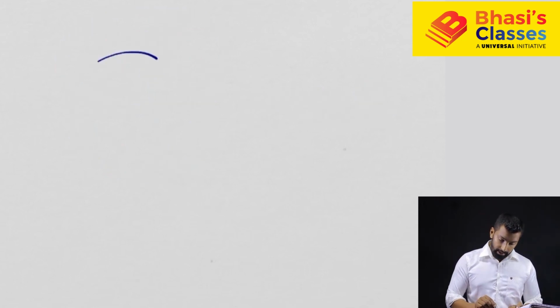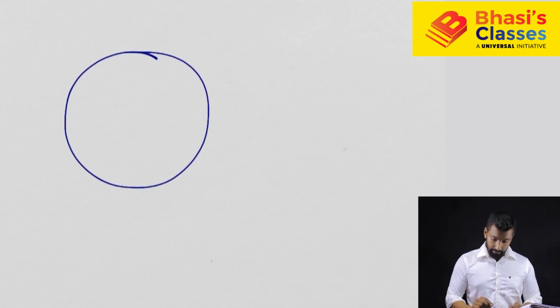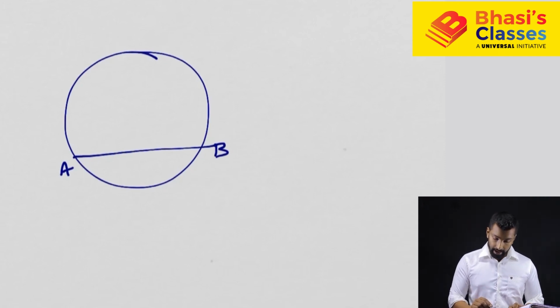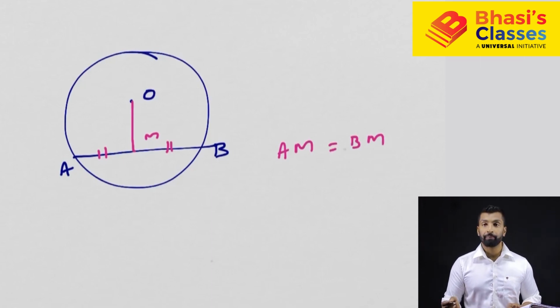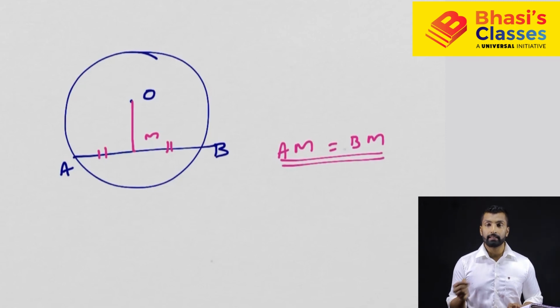The next property is, take a circle and let's consider a secant. AB is the secant and O is the center. You join a line from the center to the secant. Drop a perpendicular from the center touching the secant and name it OM. So if you draw the perpendicular to bisect the secant, this length and this length will be equal. So AM is equal to BM. That is the third property.